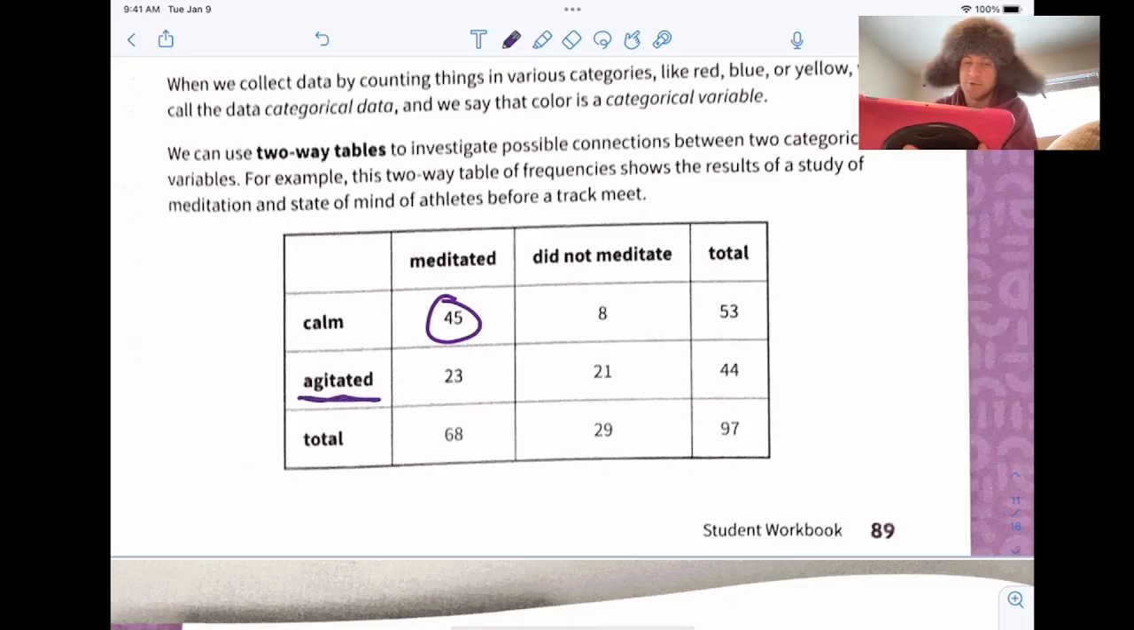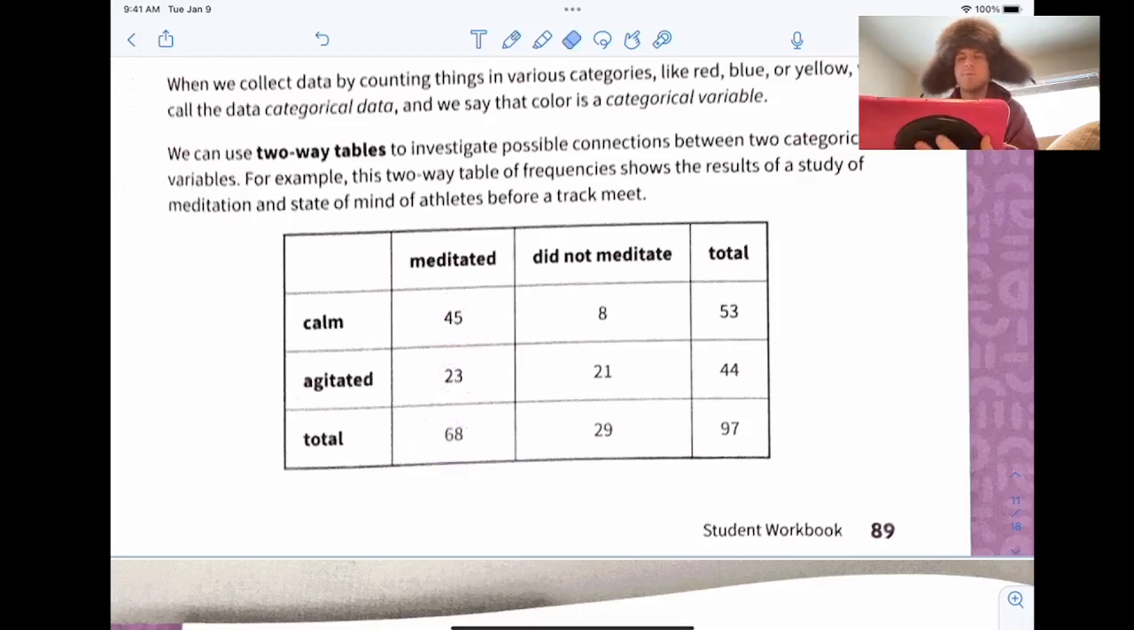The people who were agitated, well, still, most of them meditated. So it's not quite clear if meditation actually causes us to be calm versus agitated, right? We can say that out of 68 people who meditated, most of them were calm. That's kind of a pointer to meditation being able to calm us, right?